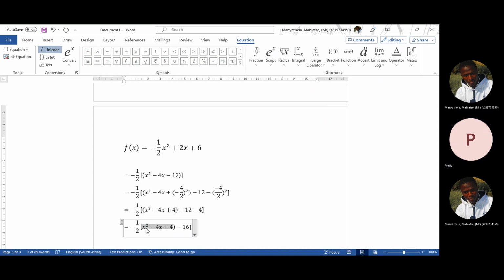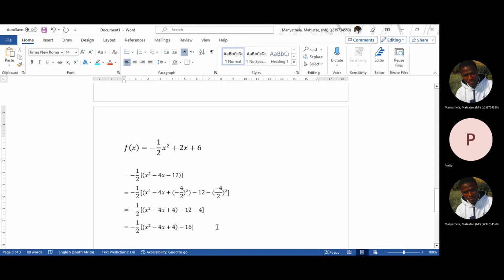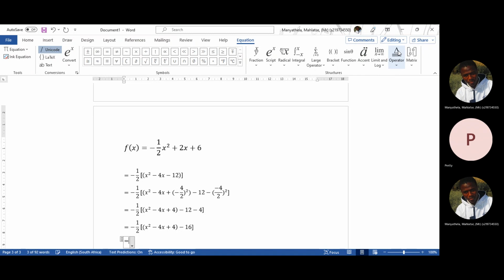This thing we call a perfect square trinomial. When something is a perfect square trinomial, it means when you factorize it, if you try to find the factors of x squared minus 4x plus 4, you find that the brackets are the same. Let's try to factorize it again.